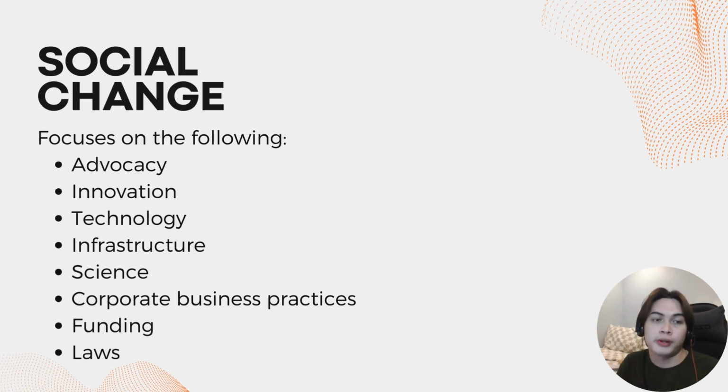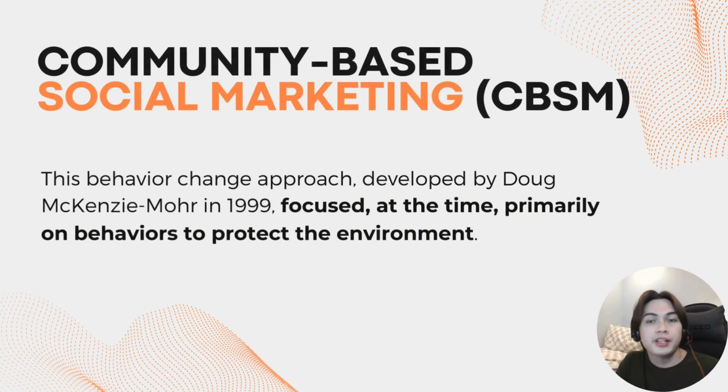And then corporate business practices, like calories posted on menu boards, and then funding for malaria nets. And then last would be the laws, like the laws that prohibit texting while driving. Although the focus of social marketing is on individual behavior change, social marketers play a vital role in influencing these alternate social change strategies.